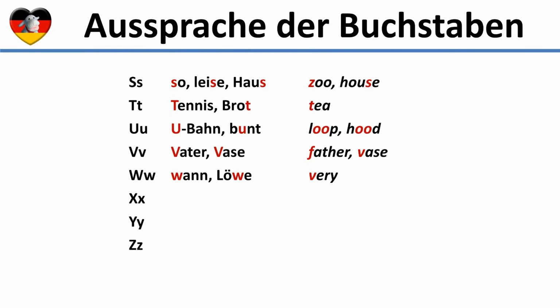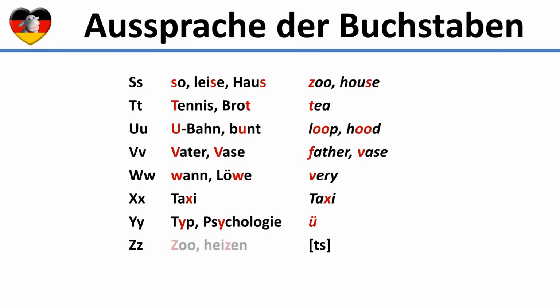The letter X is pronounced just like in English, taxi. Y is mostly pronounced like the letter Ü, for example, Typ, Psychologie. And then there's the letter Z, which is a combination of the sounds T and S. Zoo, heizen.